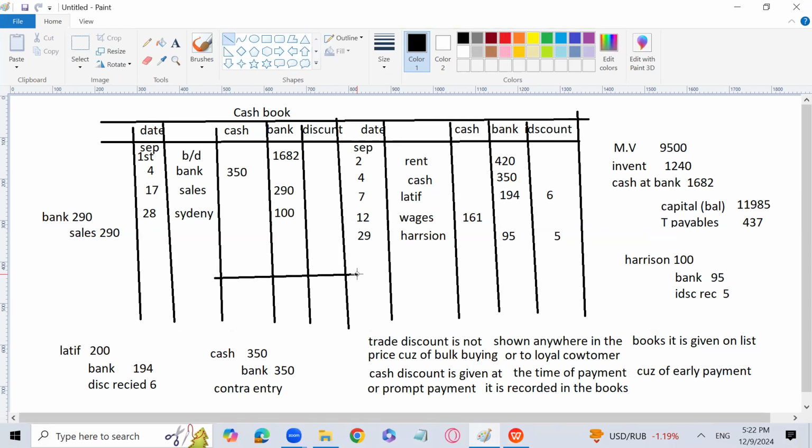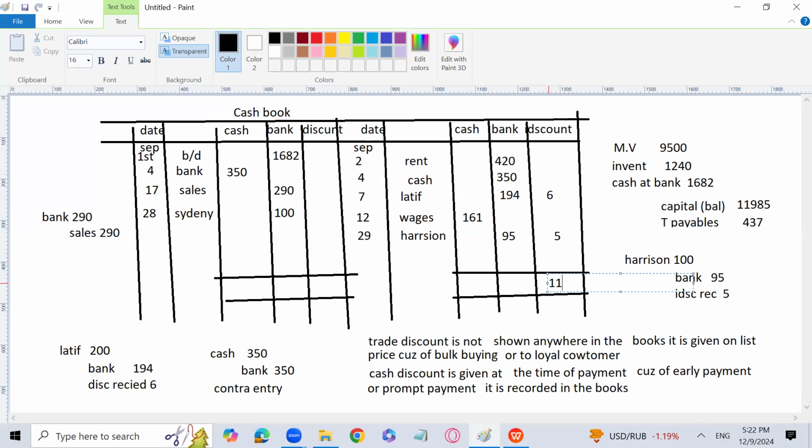Now I will go for the total of the cash book to make the two sides equal and to find the balance carried down. Always remember that the discount allowed and discount received columns are two different columns. We don't need to balance them. So the total of the discount received column is going to be 11. That's it. In the discount allowed column it could have been possible, but here it is currently nil.